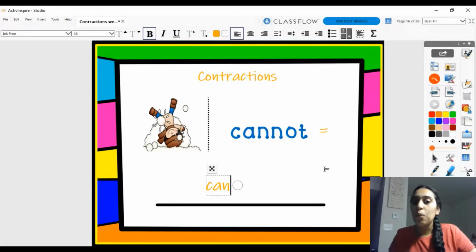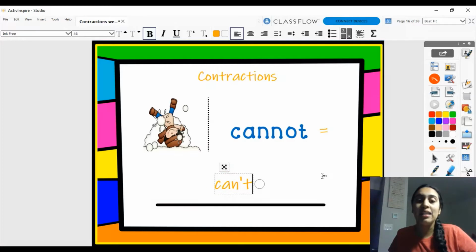And to form the contraction for this specific pair, boys and girls, I really need you to pay attention because there are 2 N's here. All we have to do is keep one N. We're going to take away the O, write an apostrophe, and then write the letter T. So cannot forms the contraction can't. Do you all use that word? Can't? Yeah, I know you guys use it a lot when you are having your daily conversations.